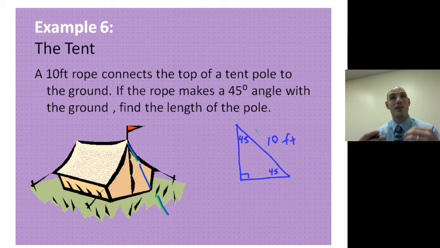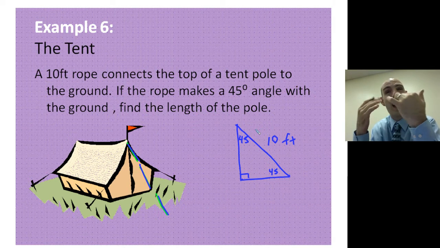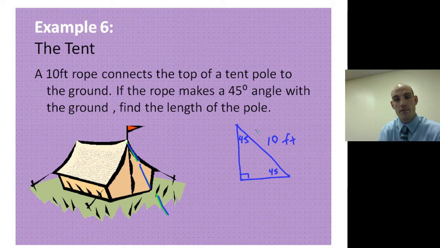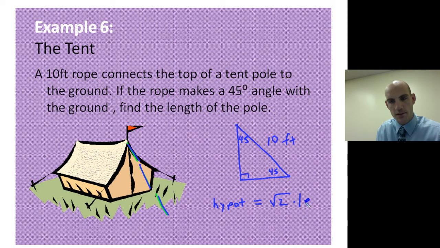Well, in this case, we know that we have the hypotenuse. Well, that could be a problem because I don't know what the formula for the leg is, but I know that the hypotenuse is equal to square root of 2 times the leg. Well, let's substitute in what we know. We know that the hypotenuse is 10, so 10 equals square root of 2 times the leg.